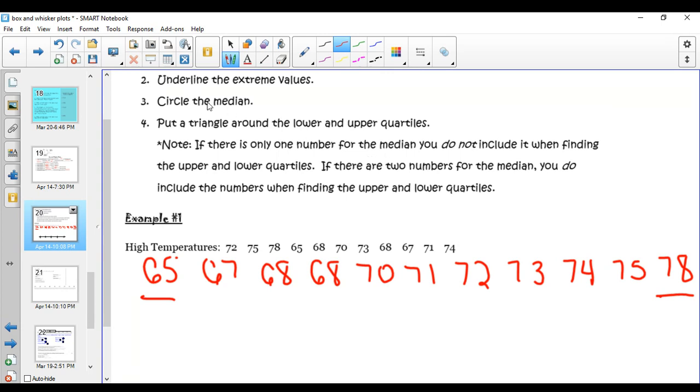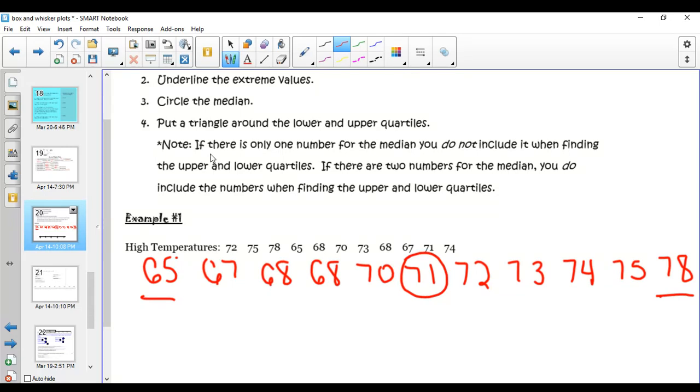Okay, step 3, circle the median. Ms. Winters reviewed this with you in last week's module, how to find the median. As we go through and eliminate the left and right sides, working our way to the middle, when we get to the middle, there's just one number in the middle, which is going to be 71. So 71 is the median.